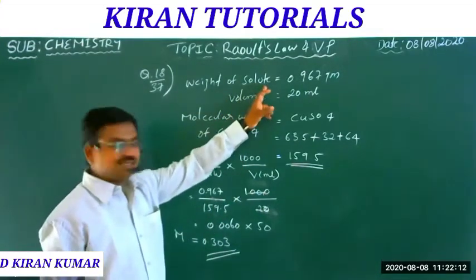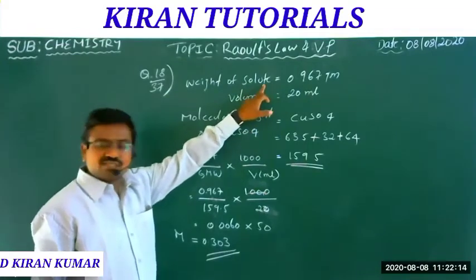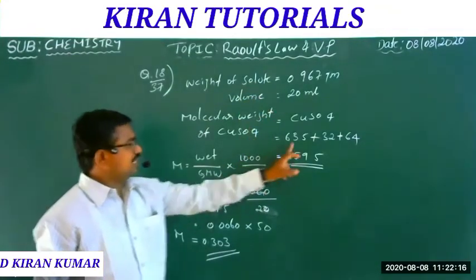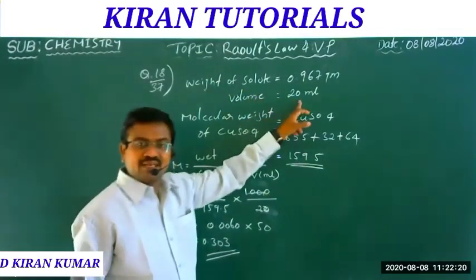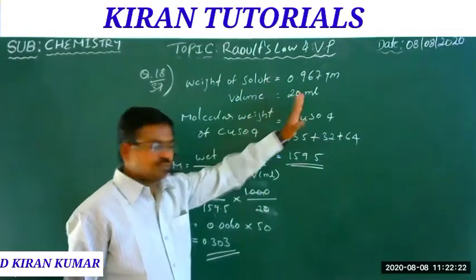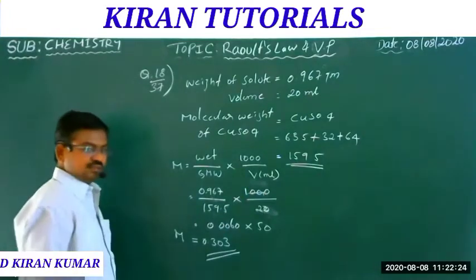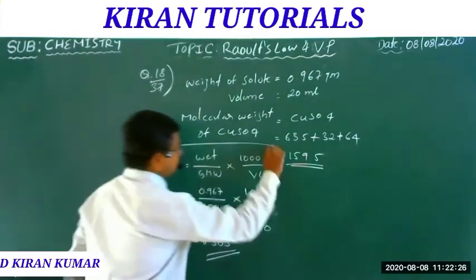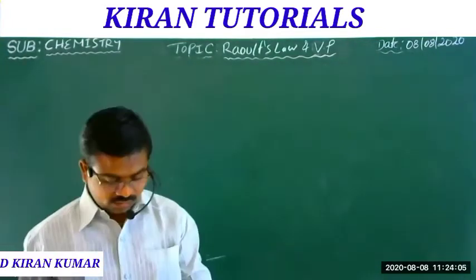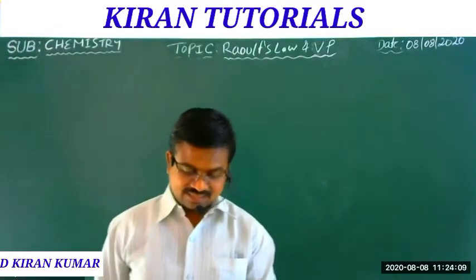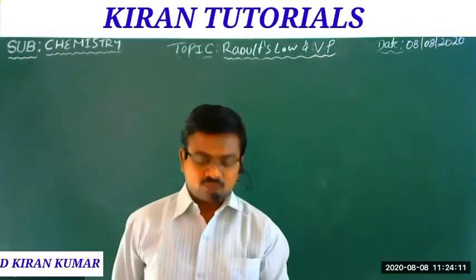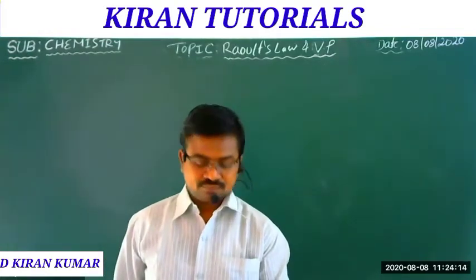The weight of the solute is given. What is the solute here? Copper sulfate, so molecular weight 159.5. The volume is 20 ml. That is the data present in the question. Then what is the formula? So that is the formula. Then question number 21. I think 19 and 20 were completed in yesterday's class.